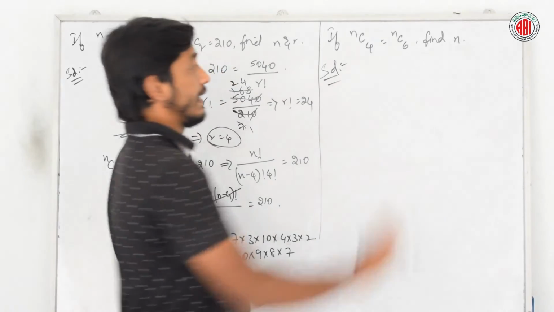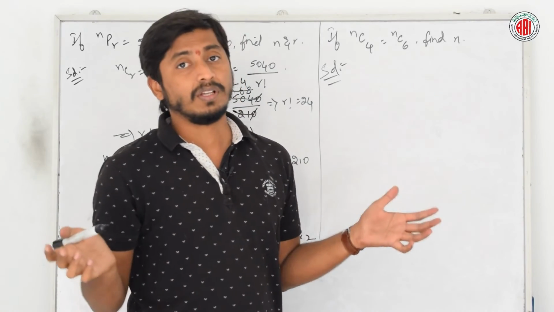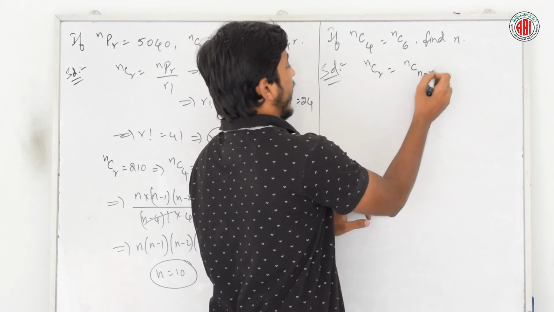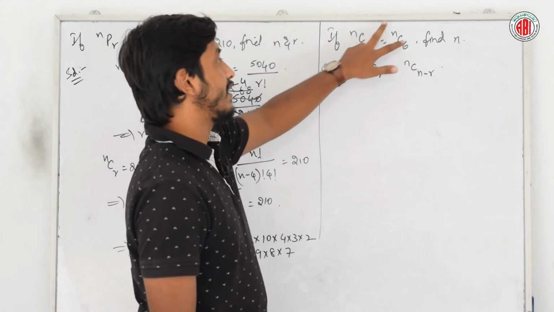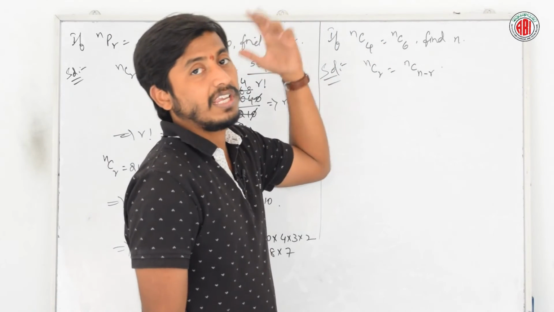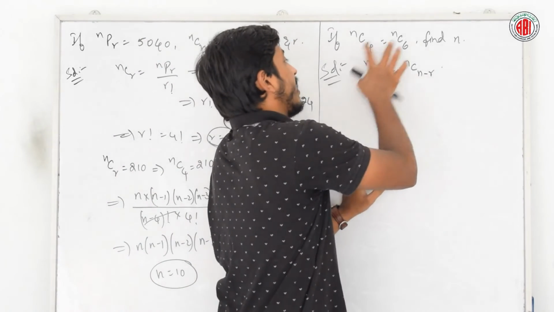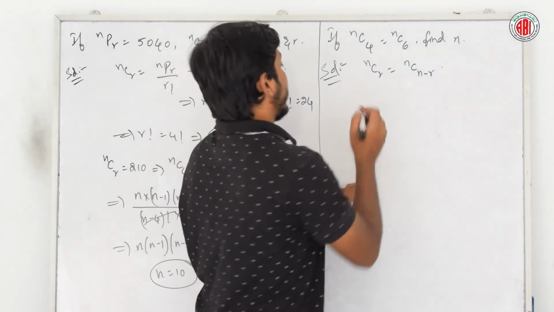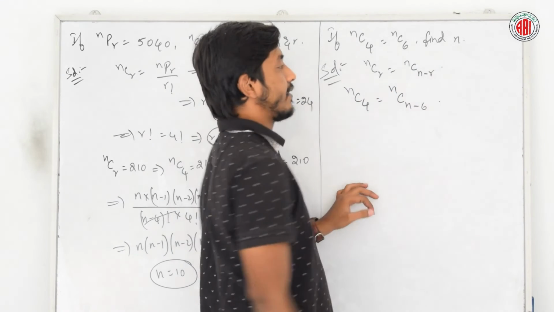nC4 is equal to nC6. If you observe, these both are the same. Can they be the same? 4 and 6 can never be the same. So we will use the formula nCr is equal to nC(n minus r). Let us put this as it is and use the formula on the right hand side. Either we have to change RHS or we have to change LHS. Why? If we change both, this will become n minus 4, this will become n minus 6. Can they be equated? No, right? So we'll just put nC4 as it is and we'll change this as n minus 6.